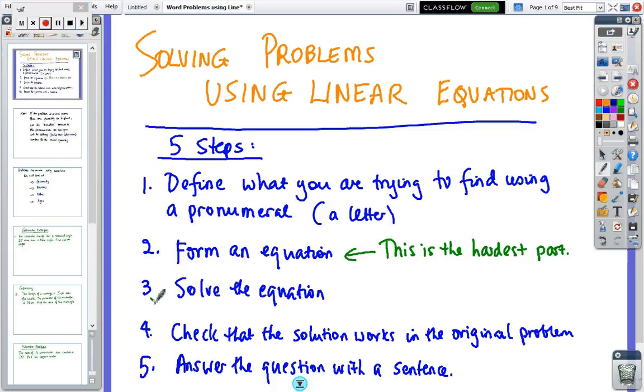Step 4, you need to check that the solution actually works in the original question, and then the last part is the easy part. Just answer the question with a word sentence. So if you start with the word problem, finish with a word sentence. So copy that, and when you're ready, come across.